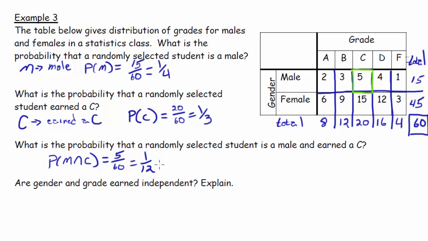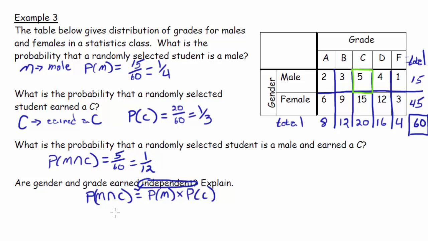Well, now we ask this question, are gender and grades earned independent? Before, we've taken a more commonsensical approach to whether things were independent, but now we want to use our mathematical definition here. So I know if two events are independent, the probability of them both happening, that I'm male and I earn a C, is the probability that we're male times the probability that I earned a C. Right? So if I'm independent, then this will hold.